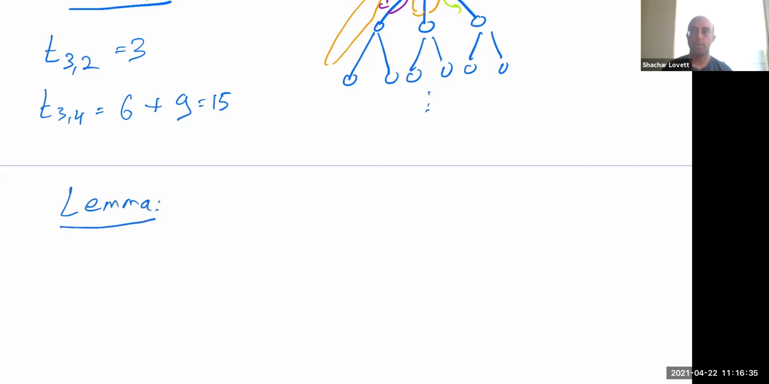The lemma says that among all the graphs that are D-regular, the D-regular infinite tree has the smallest number of cycles of length 2k that start and end at the same node. So what does it mean? Let G be a D-regular graph.